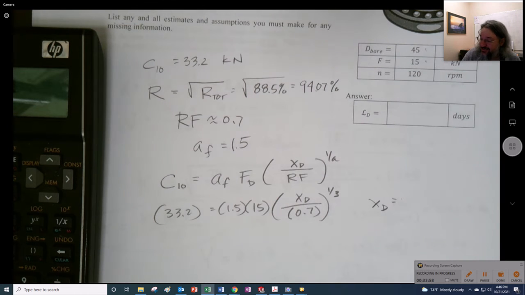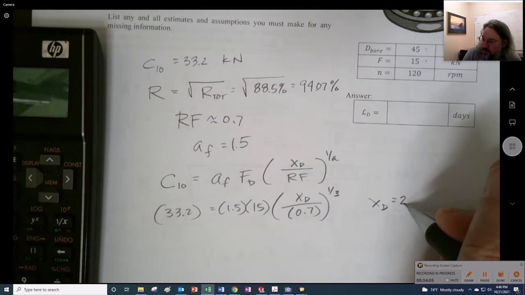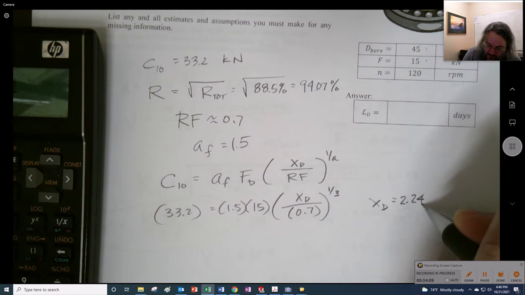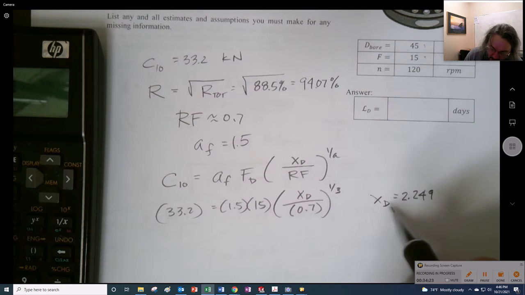I get, let me see, I have this as 2. Interesting. I have something slightly different: 2.248, 249. I think that's because my liability factor is 0.6939 in doing it by numbers, so that's why we're slightly different.